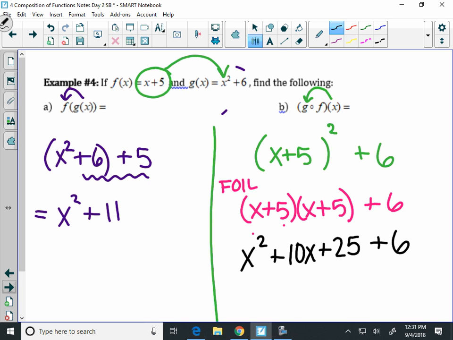I can do that in my head a little faster. If you want to skip steps, you can do that too. You distribute x times x, x times 5, 5 times x. We should get down to here. We okay so far? All right, so I combine my final like terms. What's 25 plus 6? 31. All right, so that'll be x squared plus 10x plus 31 is your final answer.